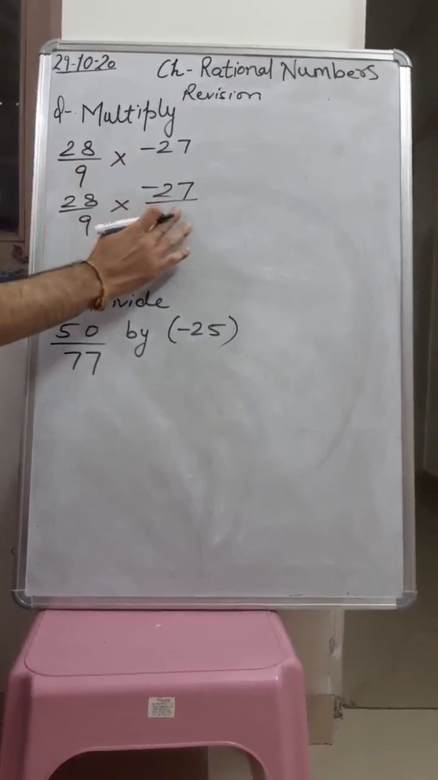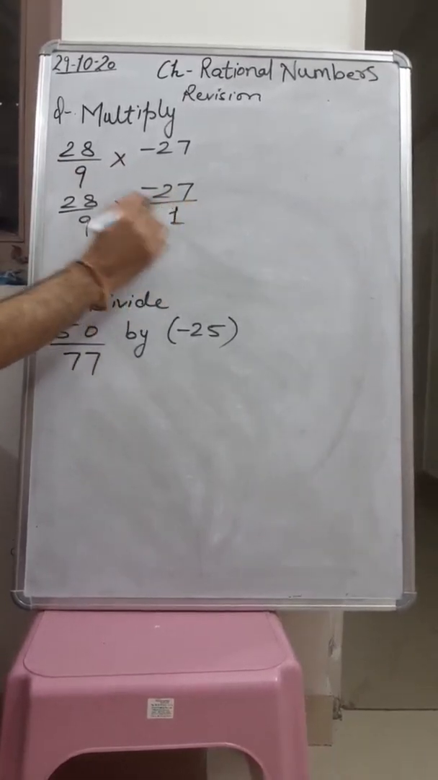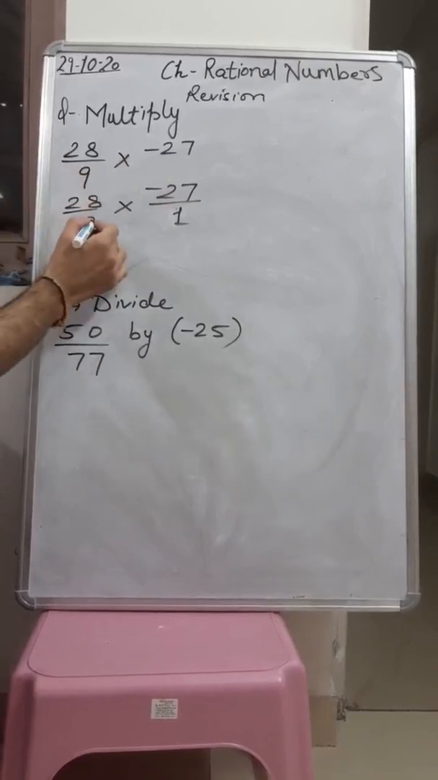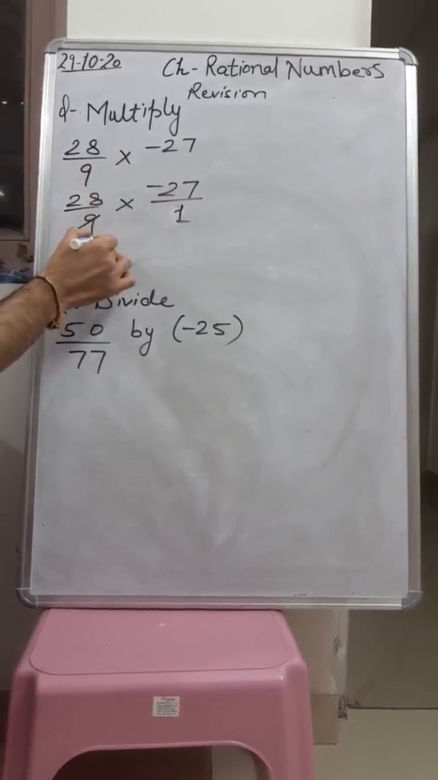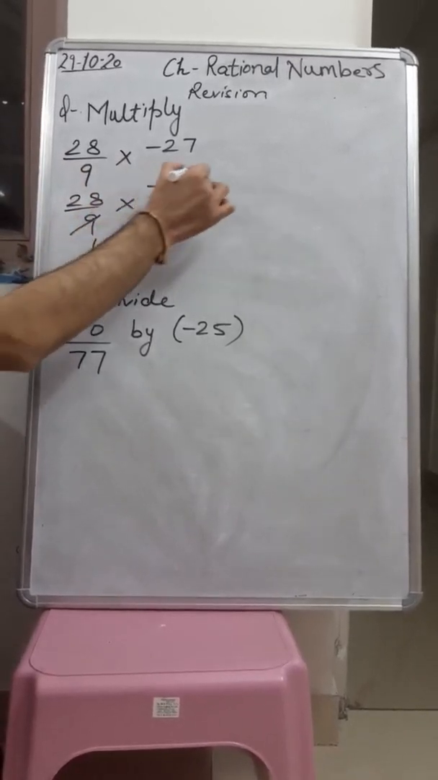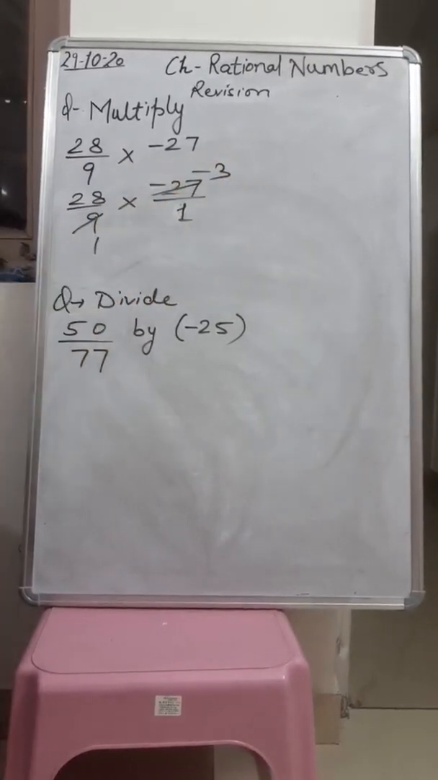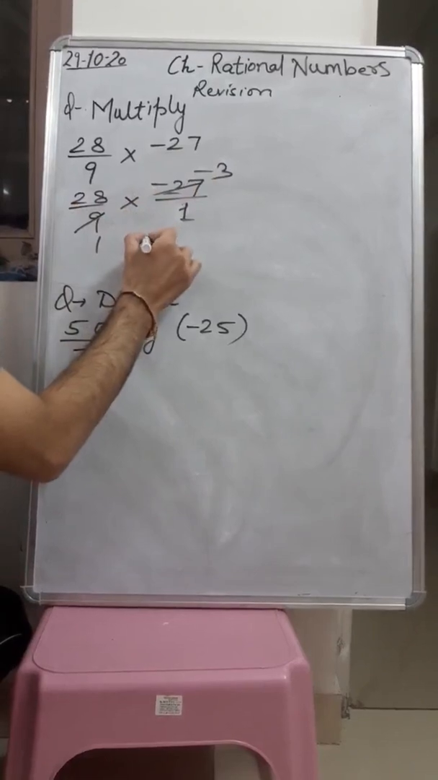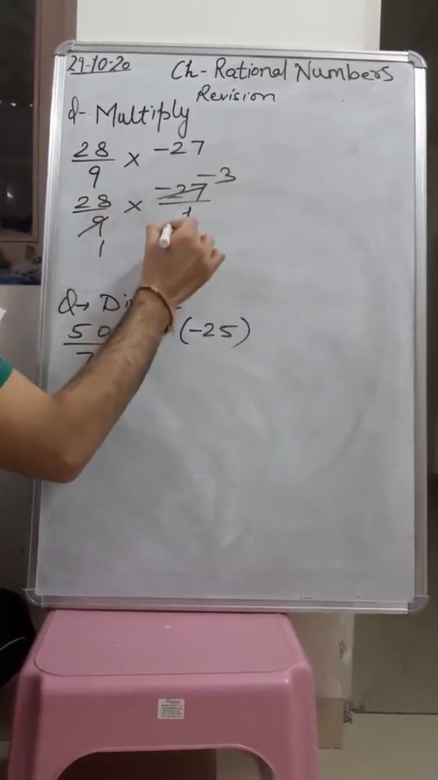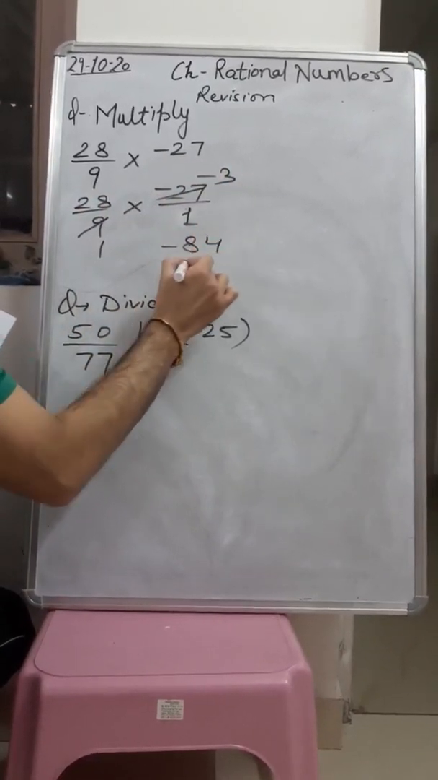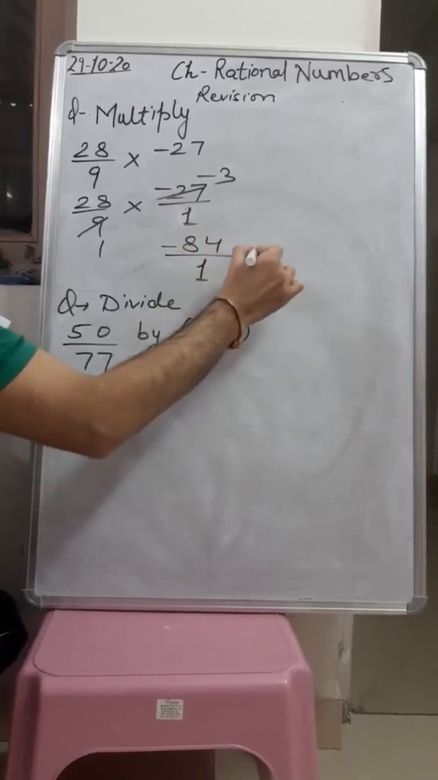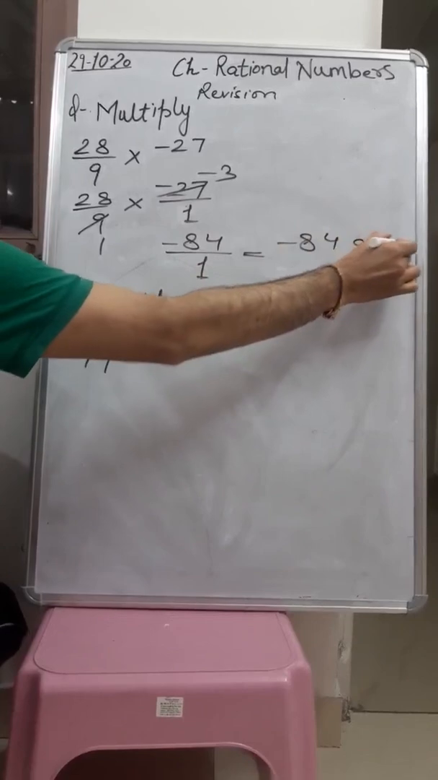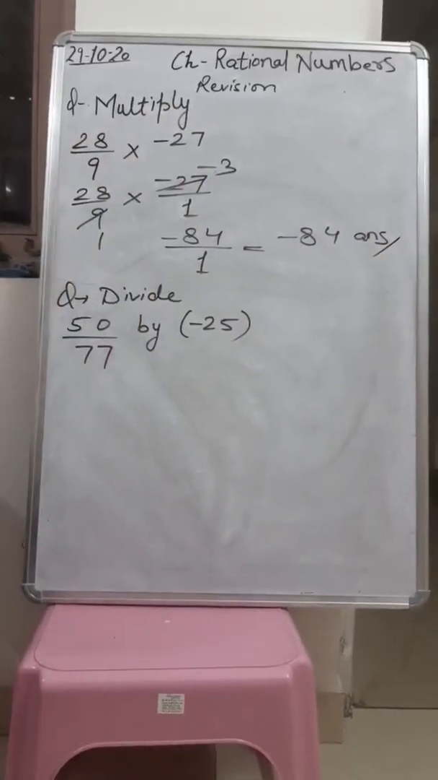Here this is 1, so 1 and 28 we can't cancel. But 9 and minus 27 we can cancel, because both of them come in the table of 9. 9 ones are 9, 9 minus 3s are minus 27. So here now we have to multiply numerator with numerator. You will get 28 into minus 3 is minus 84 upon 1, and the answer will be minus 84. So in this way we can multiply the rational numbers.